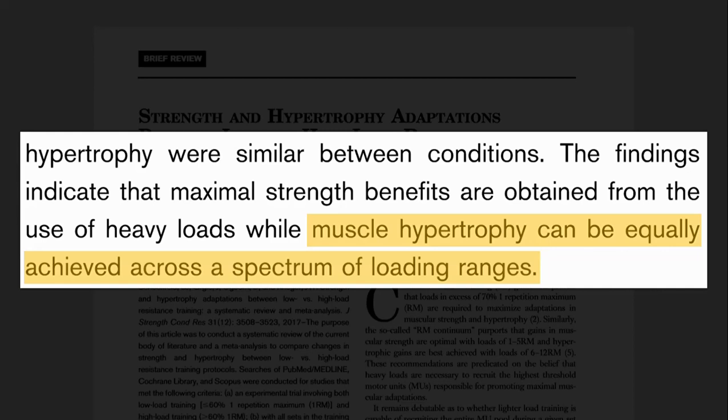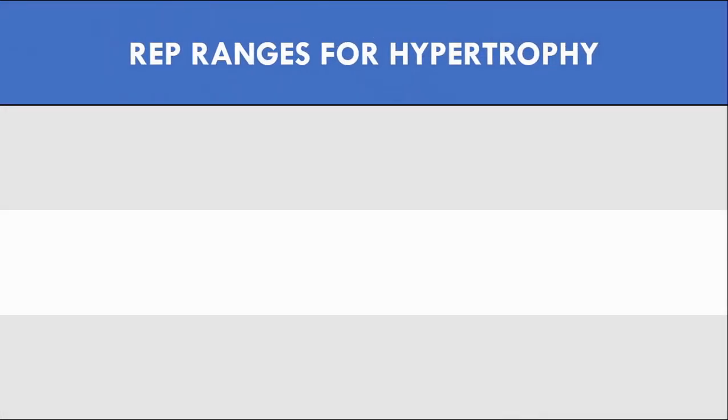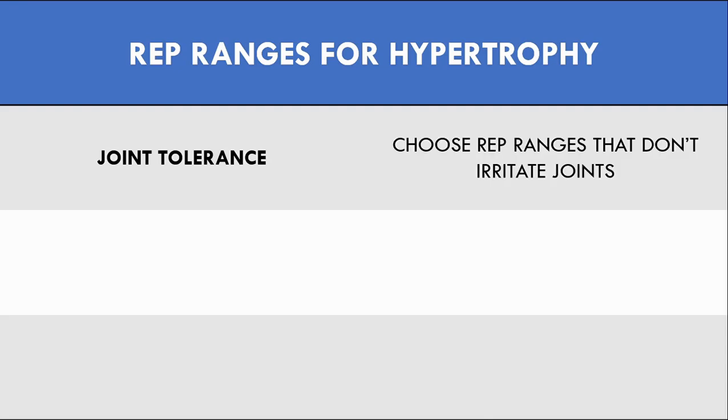The exact rep ranges we select may be based on a number of factors. The first is joint tolerance. For certain individuals, heavy loads may irritate certain joints, but lighter loads don't. So if a trainee has a specific joint issue with heavier loads, then lighter loads can be used instead with higher rep ranges. Next is the nature of the exercise.